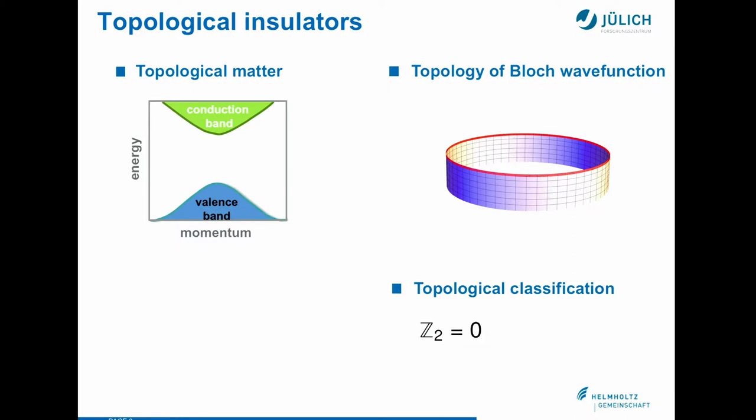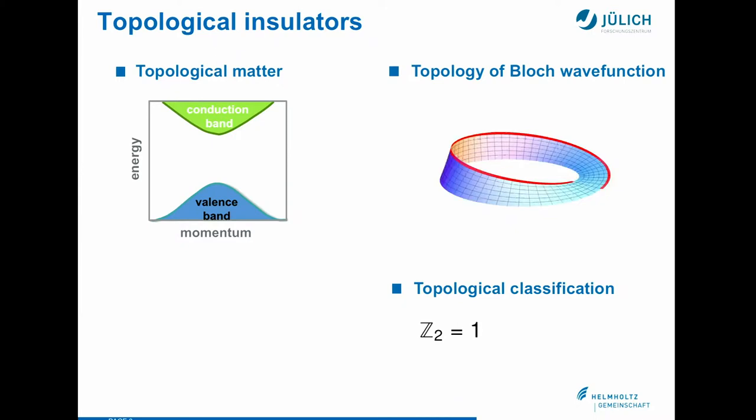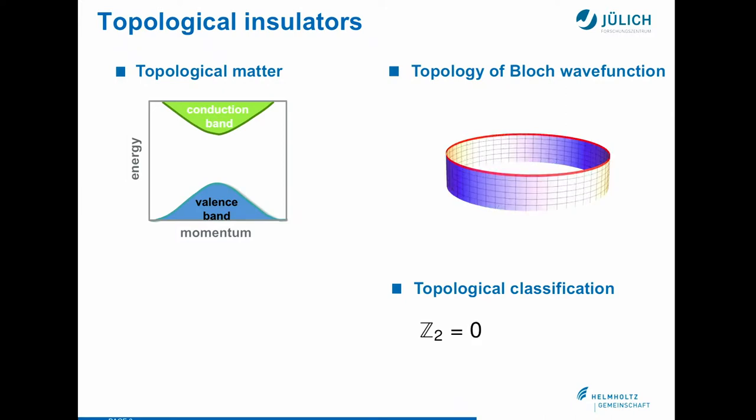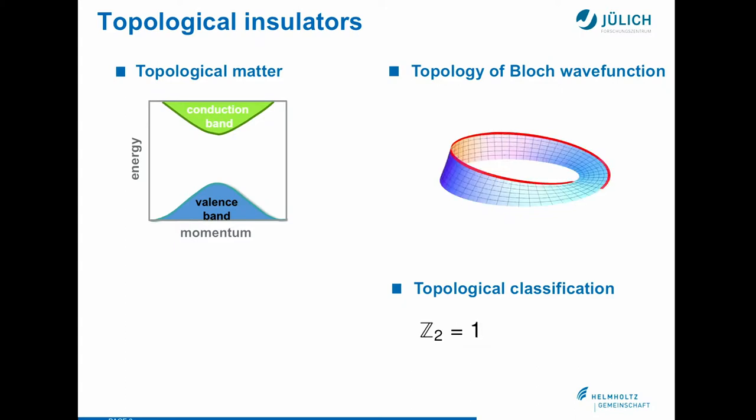So here the topology of the Bloch wave function would be trivial, and this would be the non-trivial one. You walk in this Brillouin zone and you have a phase shift, and you have a different classification of these two different Bloch wave functions. One has this topological classification Z2 equals 0 and the other Z2 equals 1.